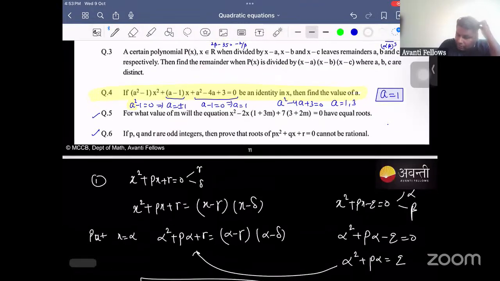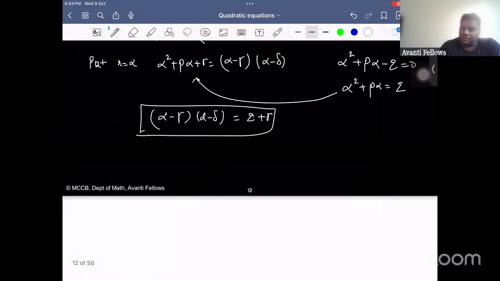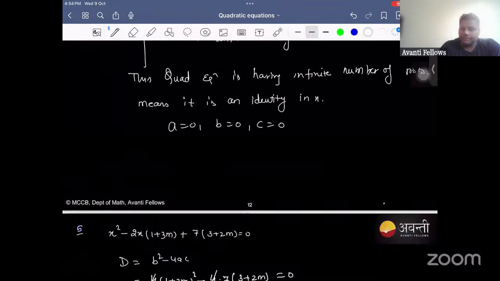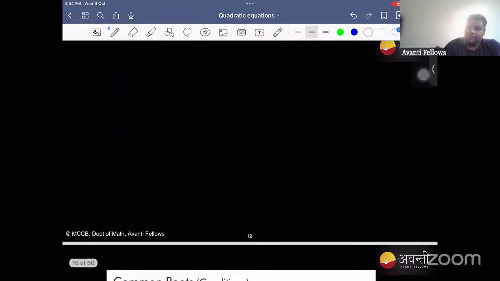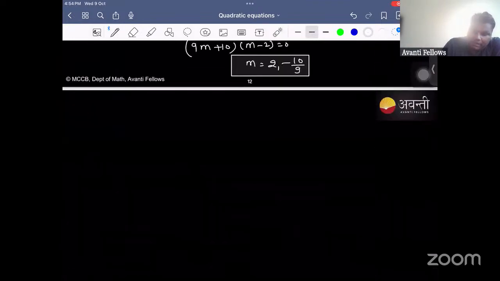If p, q, r are odd integers, then prove that this equation's roots cannot be rational. Now see, for the roots to be rational, what do you want? You want D to be a perfect square. Correct. So if D is a perfect square, it will come out of the under root and will make the roots rational if p, q, r are rational. Got it? So what you have to do is show that D in this case can never be a perfect square.